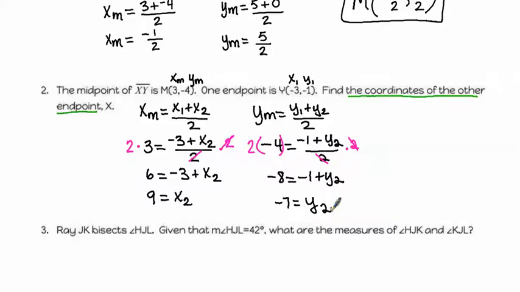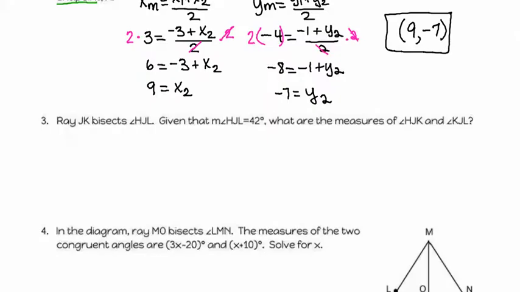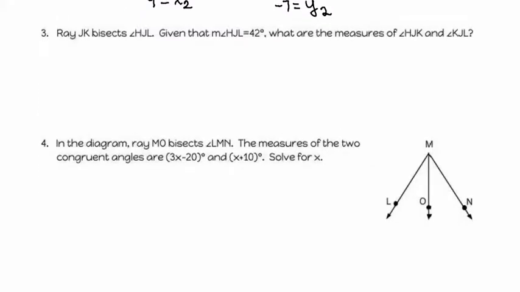Now remember, your answer is a point. So in this case, the x value first, 9. Y value second, -7. And that is the answer to the problem. Okay, so that tells you how we're going to work with midpoints of segments. Now the next two look at angle bisectors and how those work.